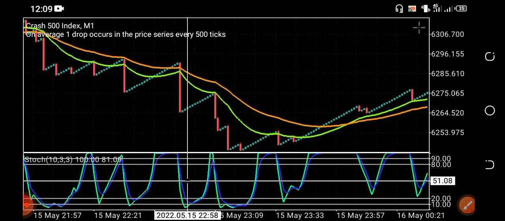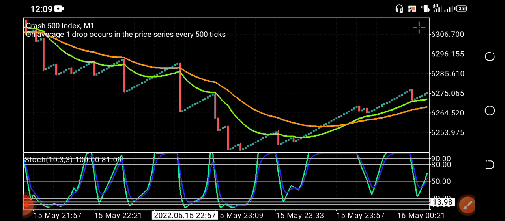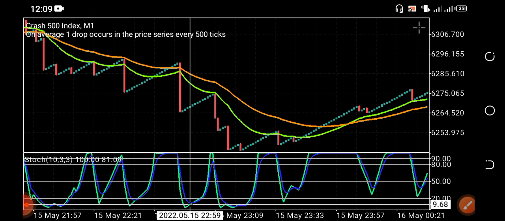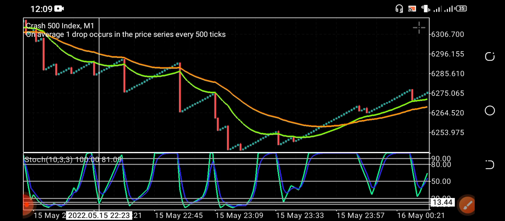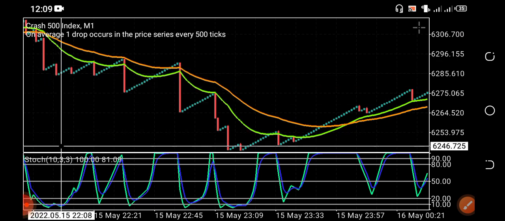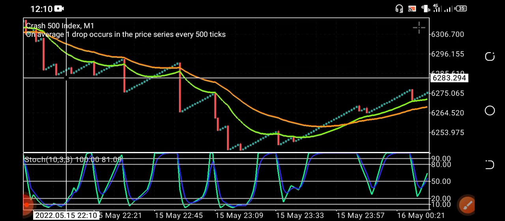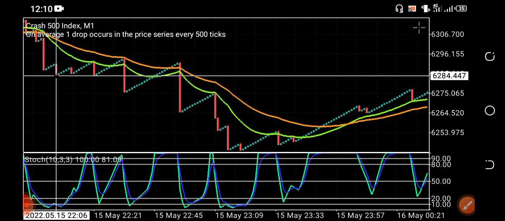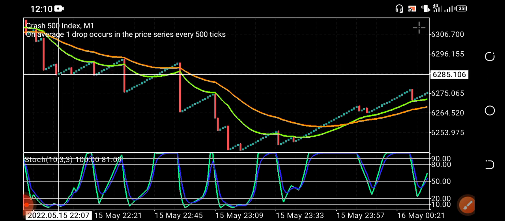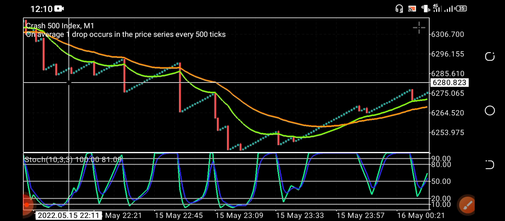Watch this place. It touched, I'm sure, see, it touched the green first, not the blue first. The green must touch. It touched and tried to make a reverse, enter your trade. Look at it. Even this one that looks complicated, it touched here. Count it, you will see. Look at it, it touched here. Can you see 1, 2, 3, 4, 5? I'm sure of what I'm saying.